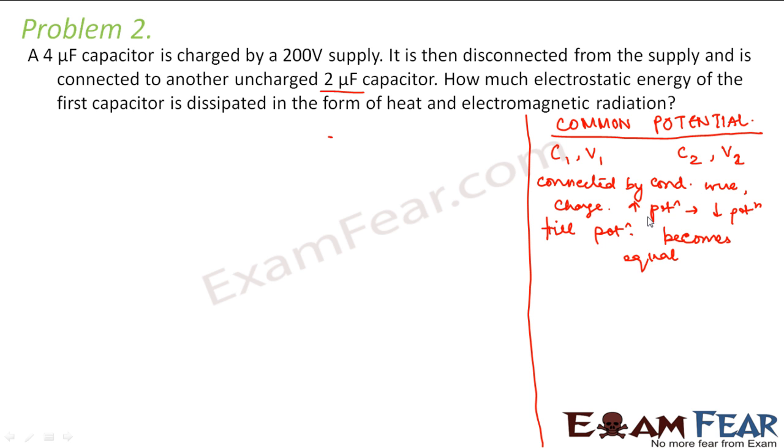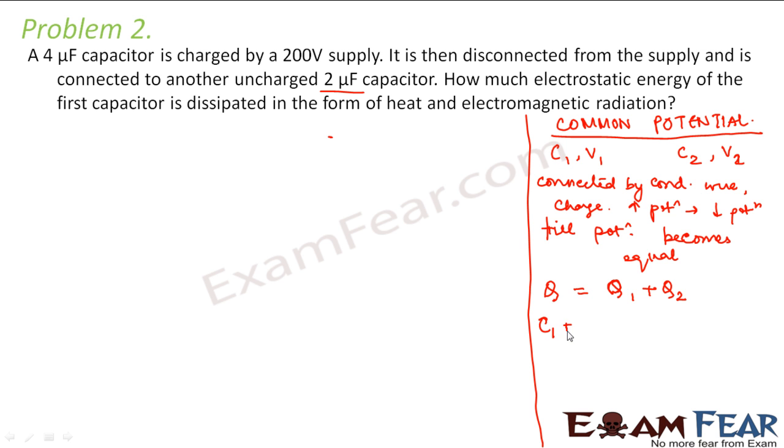So how do we write it? It is basically nothing but conservation of charge. Initially, the total charge is the charge on the first capacitor plus the charge on the second capacitor. So what is the total charge after attaining common potential?